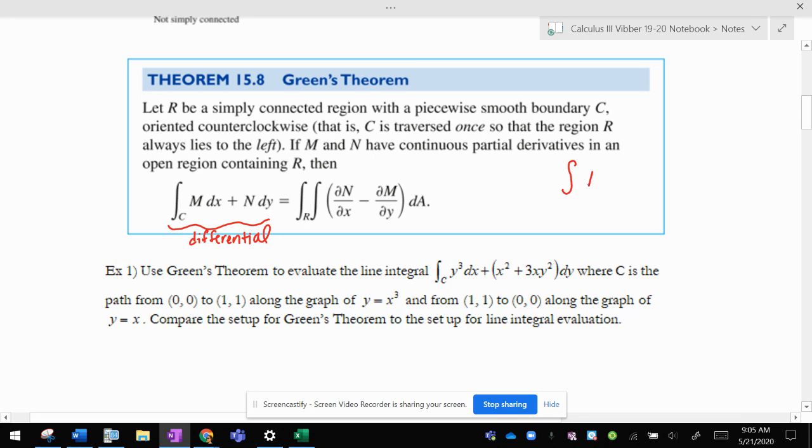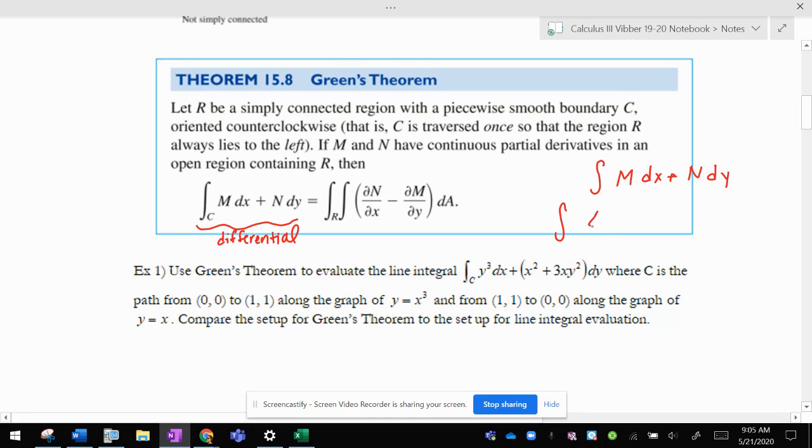So off to the side here, I'm just going to explain M dx plus N dy is the same as <M, N> dotted with <dx, dy>, which is really just F dot dr. They've done the dotting part for you. So if you see a line integral in differential form, it's really a work line integral halfway done for you.